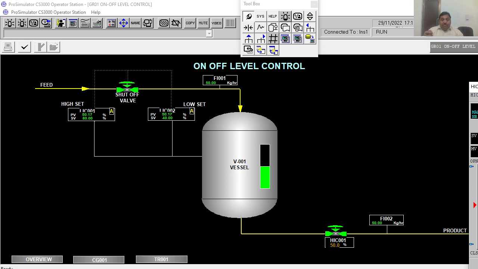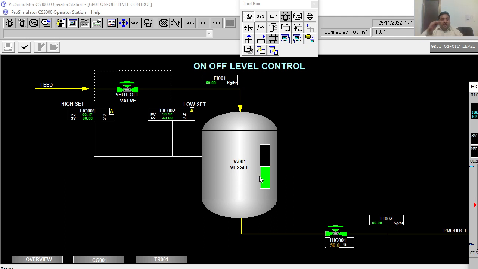What happens if I slightly close my valve? That means I am trying to reduce the outlet flow. Because the inflow is 50 and the outflow is less than 50, the tank level starts to rise. Once the tank level hits the high set point, which is 80, the valve will shut off. After this shut off, the flow into the vessel is stopped, and slowly the level of the tank will be reduced.